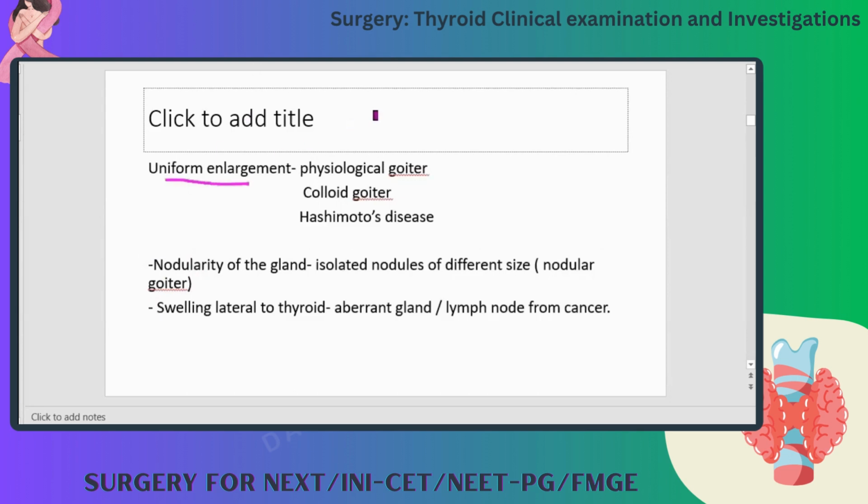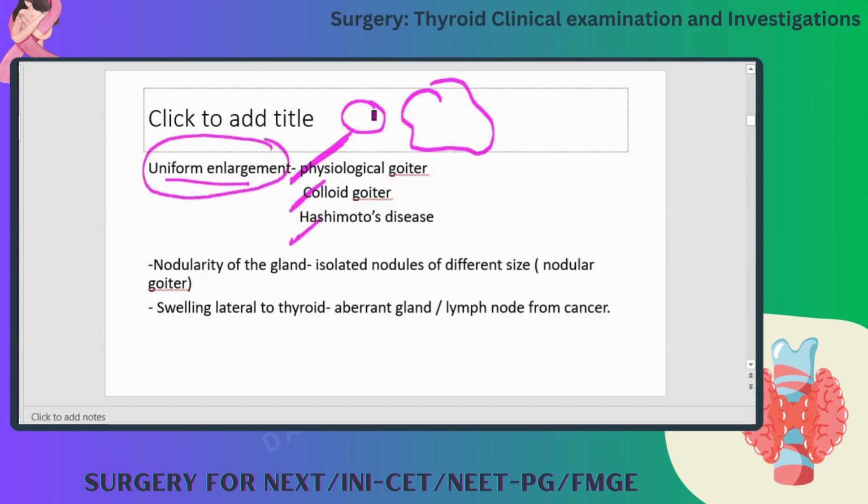And then uniform enlargement. The normal gland enlarges uniformly in physiological goiter. Physiological goiter is seen in which age group? Children or females? Yes, puberty. During puberty or adolescence, there is a physiological increase in the size of the gland to meet the demands. Physiological goiter, colloid goiter, and Hashimoto's disease all show uniform enlargement. The gland just enlarges like that.